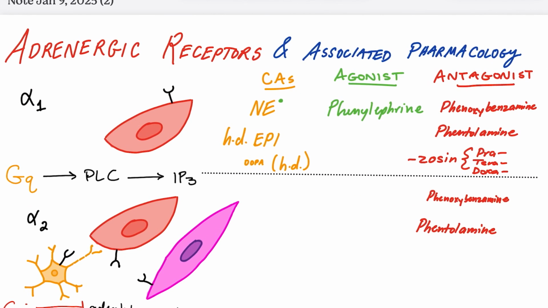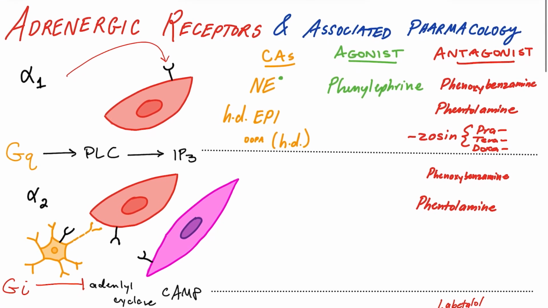So the first receptor is alpha 1. Alpha 1 receptor is primarily expressed on smooth muscle cells of the vascular system. They work through a Gq G protein coupled receptor. When an agonist or a ligand binds to this receptor, you get an increase in phospholipase C, an increase in IP3 production and DAG production, which ultimately causes an increase in intracellular calcium. This causes an increase in the frequency and force of contractions through myosin, troponin, myosin, and actin interactions.